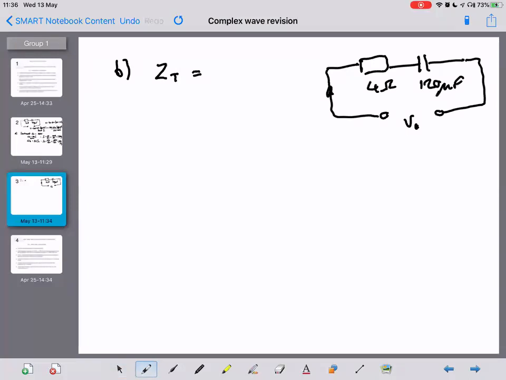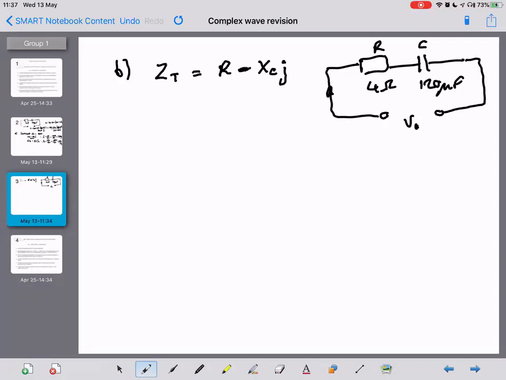XC equals 1 over omega C. So in its simpler form, that's going to be R plus XC, and then we need the complex form, and that's not plus, that's minus for a capacitor. So you've got a capacitor, that's going to be R minus jXC, because you get a negative XC from a capacitor.